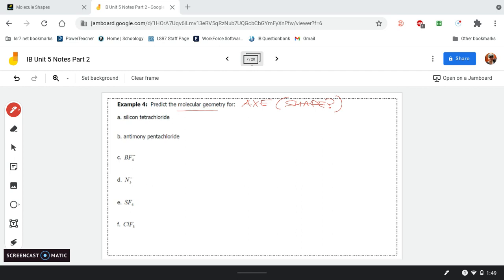All right, so hopefully you took the opportunity to try to figure these out. In order to get anything going, you've got to draw a dot structure, right? Because you can't figure out A's and X's and E's without a dot structure. So let's go ahead and start with the silicon tetrachloride.